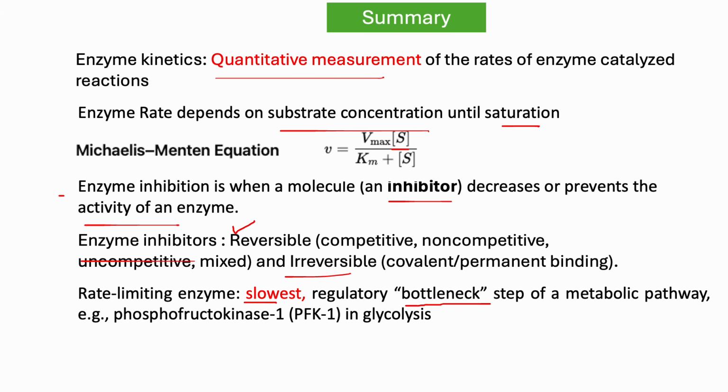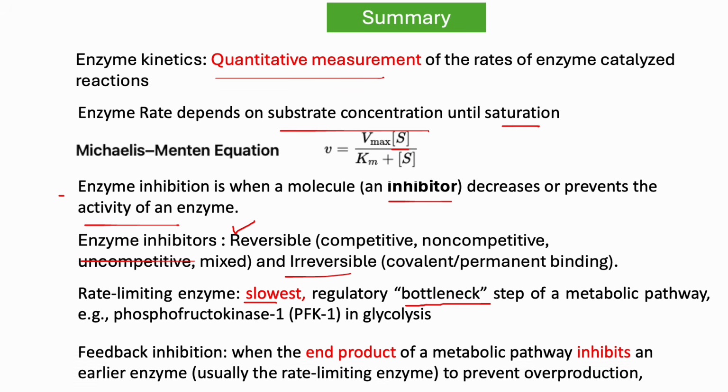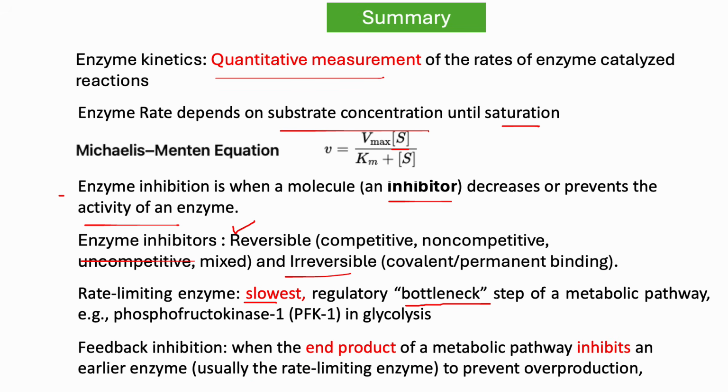For example, phosphofructokinase in glycolysis. And feedback inhibition: when the end product of a metabolic pathway inhibits an earlier enzyme, that is usually the rate limiting enzyme they target, to prevent overproduction, known as feedback inhibition.